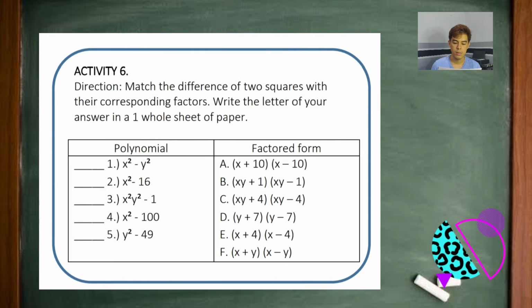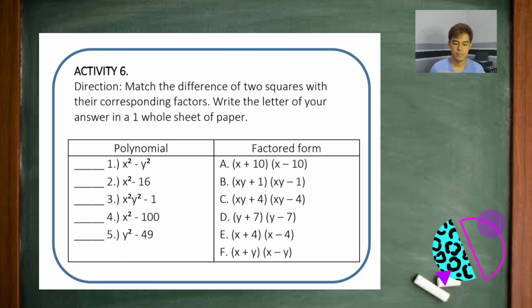Ayan, tingin ko ready na kayo sa ating last activity. Activity number 6. Oh, come on. Match the difference of two squares, yung mga nandyan sa left side, with their corresponding factors na nandyan naman sa ating right side. So gagamitin lang natin yung natutunan natin kanina. Just get the square root of the first term, and then get the square root of the last term, and then the first factor will be the sum of the two terms. The second factor will be the difference of the two terms. Ganun lang po, kadali.